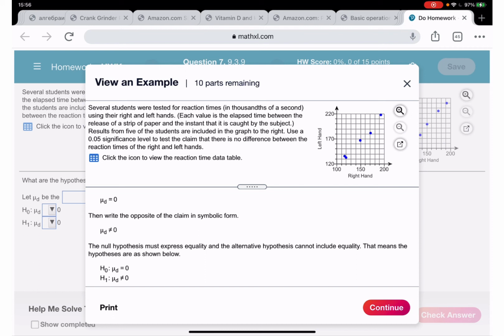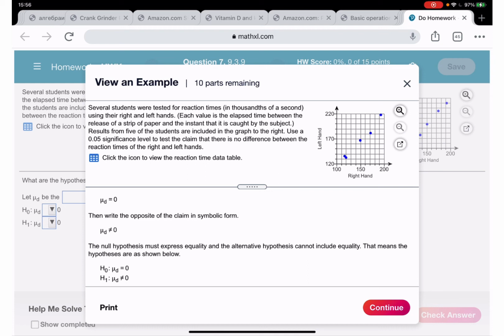Null hypothesis is equal, alternative is not equal. Why? Because of the claim. Several students were tested for reaction times using their right hand and left hand. Results from 5 of the students are included in the graph. So we are testing if the right hand works the same way as the left hand, or they don't. That's why we are going to test equal, not equal, which is going to be two-tail.